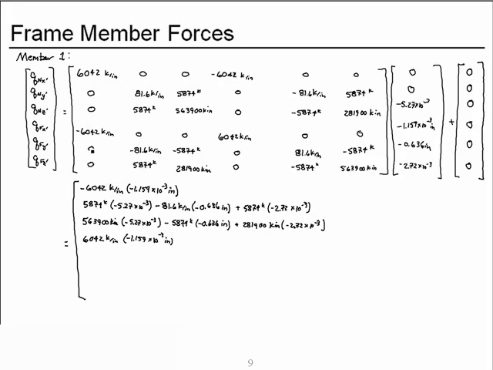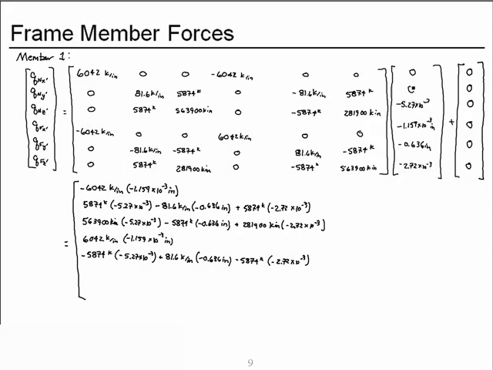Our next entry, we'll get 0 contribution from this term, this coefficient times 0 deformation, then we get contribution from this pair, minus 5874 times minus 5.27 times 10 to the minus third radians, nothing from this deformation, and then this term times this term, 81.6 kips per inch, the minus 0.636 inches, and then this term times this term, 5874 kips minus 2.72 times 10 to the minus third radians, and then we add in this fixed end force, which is 0.